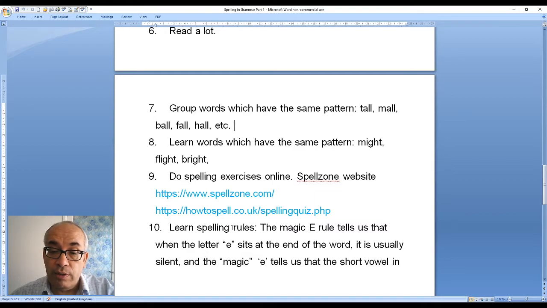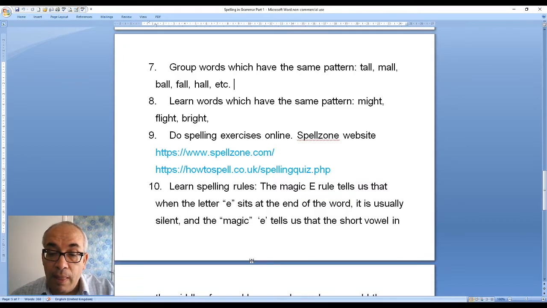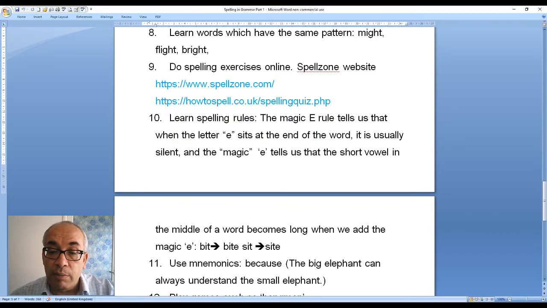Learn spelling rules. What is a spelling rule in grammar? The magic E rule tells us that when the letter E sits at the end of the word, it's usually silent, and the magic E tells us that the short vowel in the middle of a word becomes long when we add the magic E.